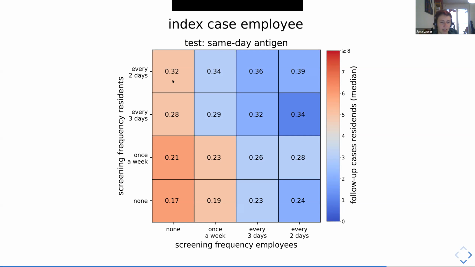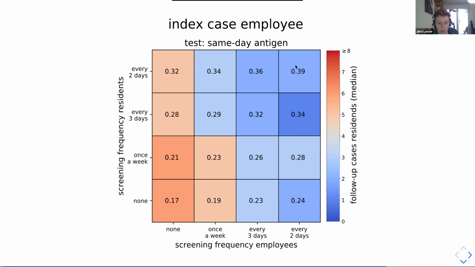These numbers are the number of tests per day per person that is needed to implement a given testing strategy. So in the baseline scenario where we do only reactive testing, only diagnostic testing, we need about 0.17 tests per day per person. And in the most intense scenario where we screen both agent groups every 2 days, we need about 0.39 tests per day per person.